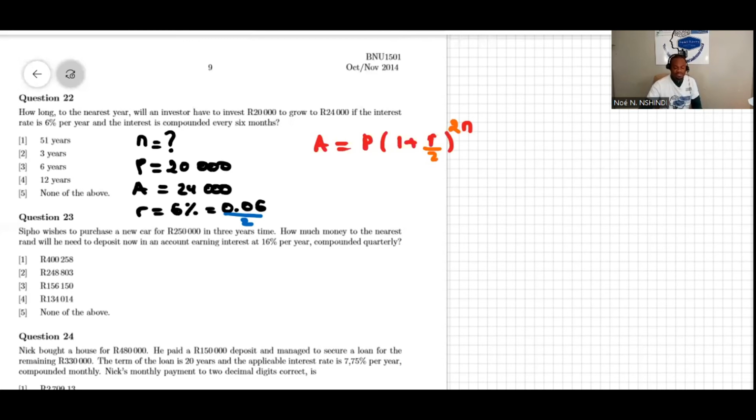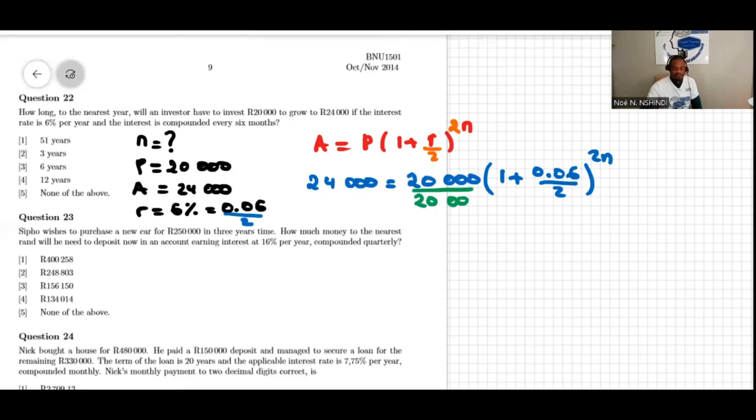Then we can substitute to find n. The amount is 24,000 Rand, and the principal is 20,000. So 24,000 equals 20,000, open brackets, 1 plus 0.06 over 2, to the power of 2n. Then we can solve this. First we get rid of this 20,000 by dividing both sides by 20,000, because whatever you do on the right, you do also on the left.